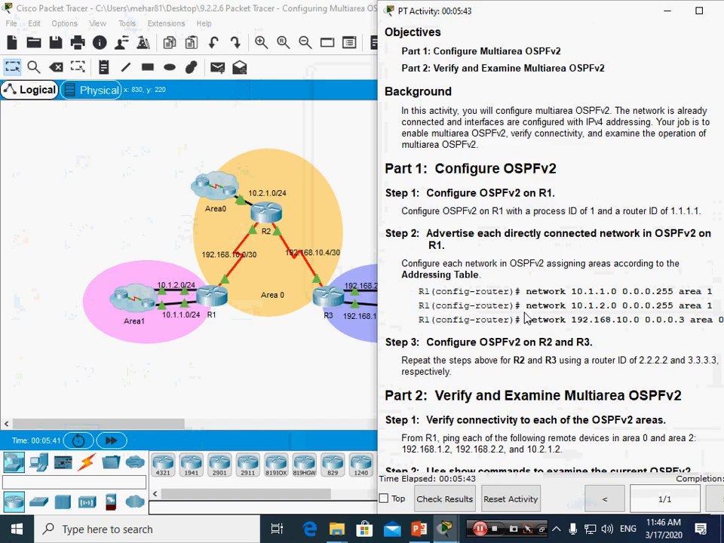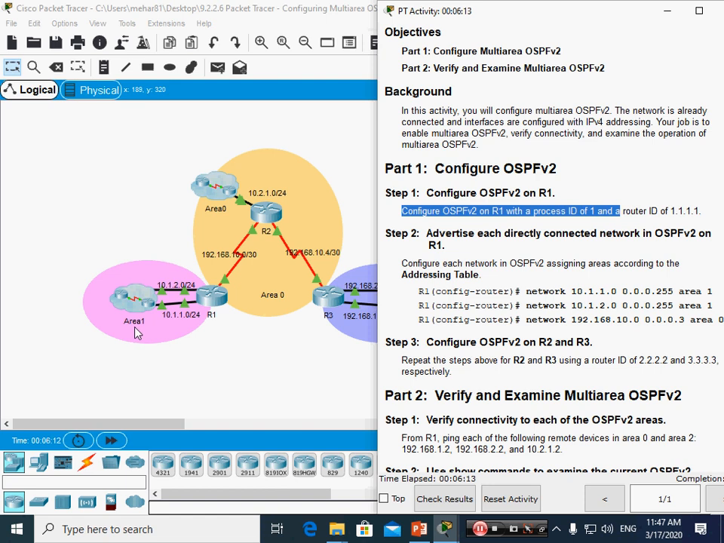Okay, the first thing is we need to configure OSPFv2 on router 1 with process ID 1 and router ID 1. So we will go to router 1. We need to configure the following networks by using OSPF: 10.1.2.0, sorry, 10.1.1.0/24, and this one is /30. So three networks we need to configure on router 1 by using multi-area OSPF. So we have area 0 and area 1.